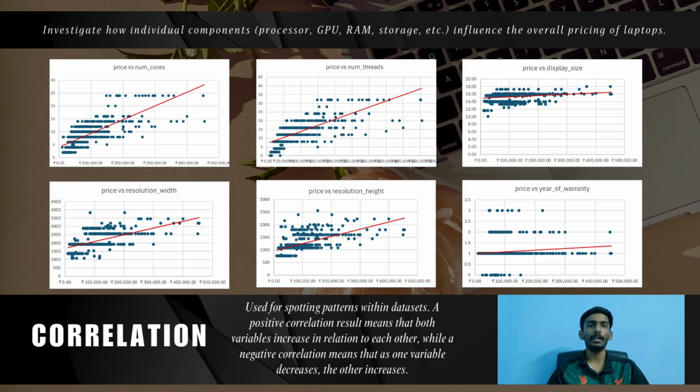Lastly, we'll be looking at the warranty with year of warranty. The length of the warranty has a weak positive correlation with the price of 0.129. Longer warranties might increase the price slightly, possibly because they offer more protection for the buyer.